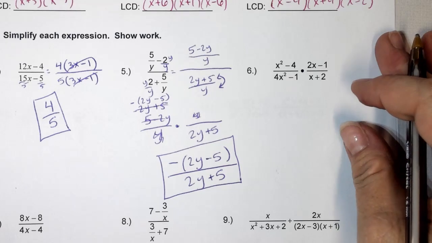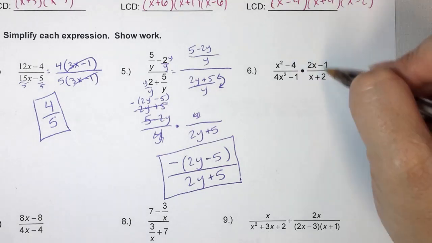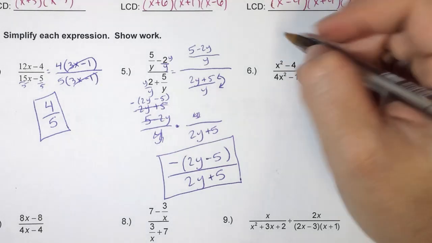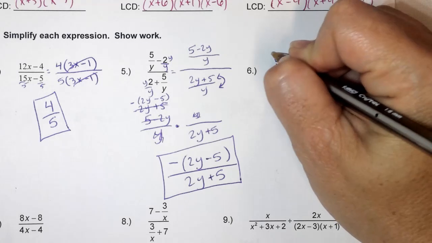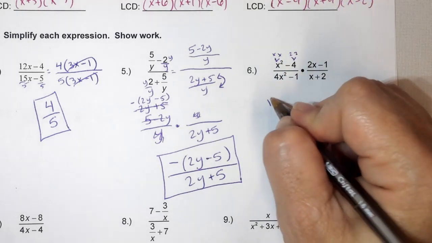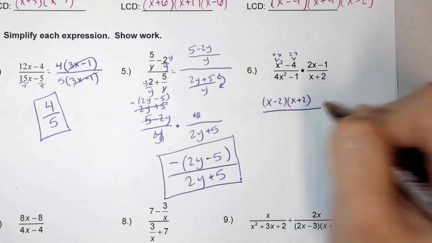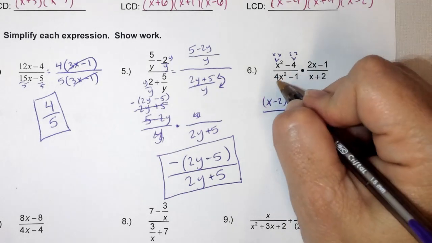Okay, example 6. Again, look, it's already set up for us. It's multiplication, so I don't have to change anything, but I need to factor all my pieces. So here is a perfect square minus perfect square because this is x times x, 2 times 2. So I'm going to rewrite it as x minus 2, x plus 2. Again, perfect square minus perfect square.